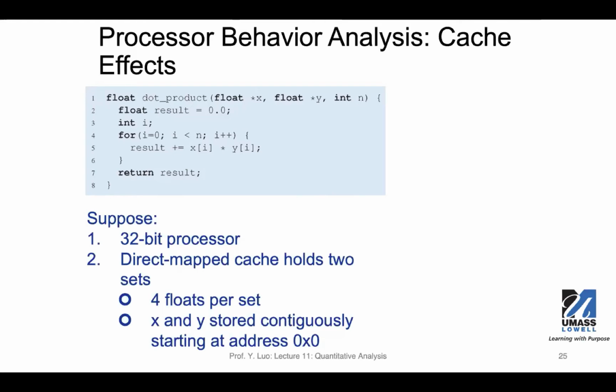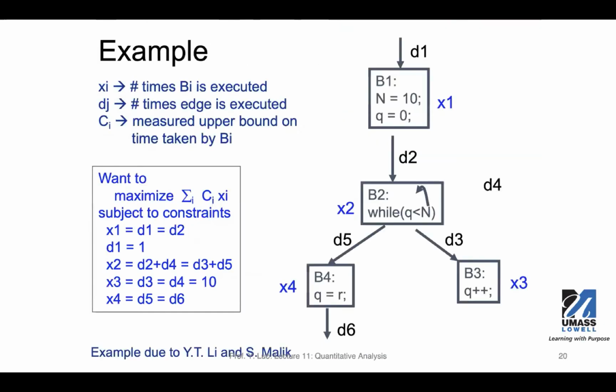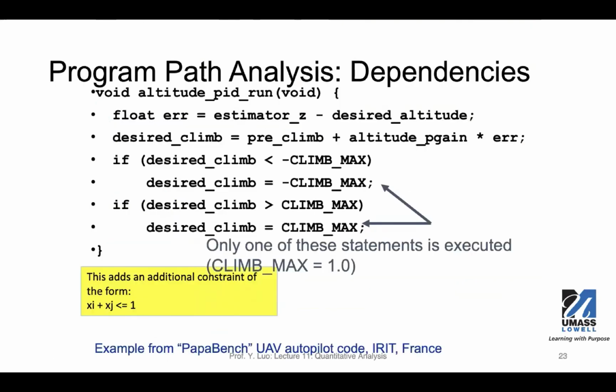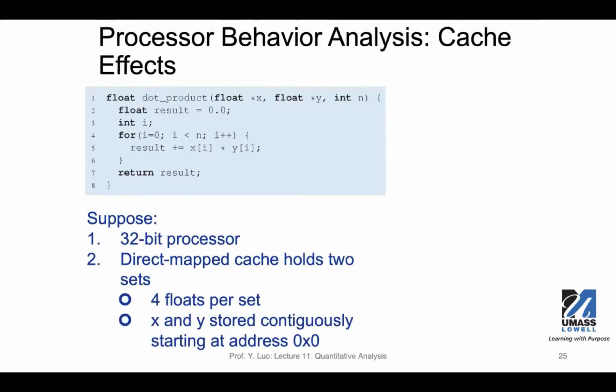Let me go back to a few slides here. So this part, this C of I, the execution time of this basic block, this basic block, this block. We need to understand the C of I. It's affected by the processor architecture, and one of the important factors is the cache that is part of the processor.